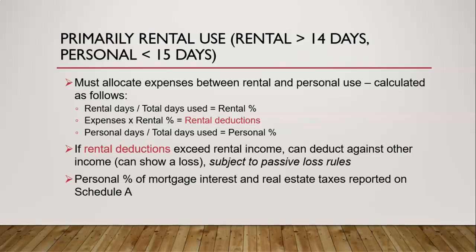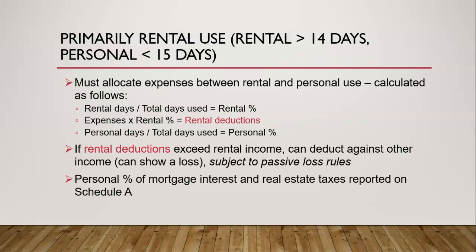And you would take all your expenses and multiply them by that 90%. So your repairs expense times 90%, your utilities expense times 90%, your real estate taxes times 90%, etc. Every expense you got toward that house, you multiply by 90%, and that's your rental deductions, and that would go on Schedule E.